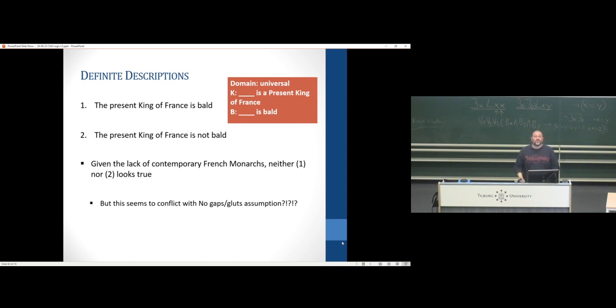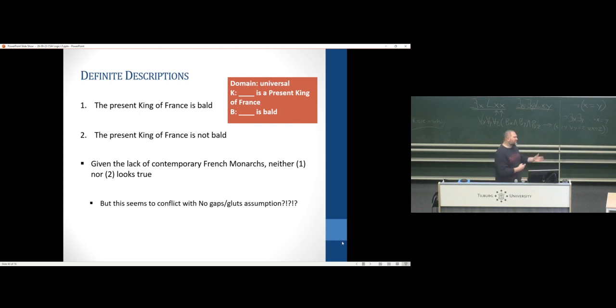So it looks like 1 and 2 are both false. But this is a problem, right? Because this seems to run into an earlier assumption we made about no gaps, no gluts. How could both of these be false? Because it seems like if 1 is false, then 2 should be true. And if 2 is false, then 1 should be true. So that's a weird problem.